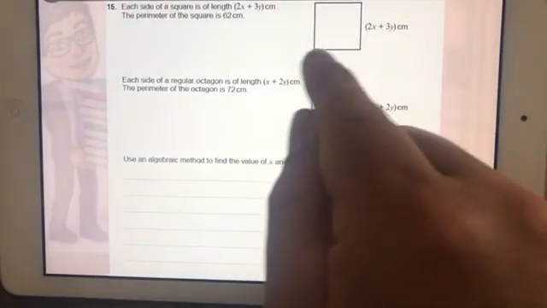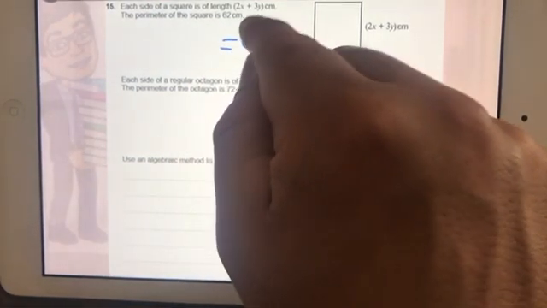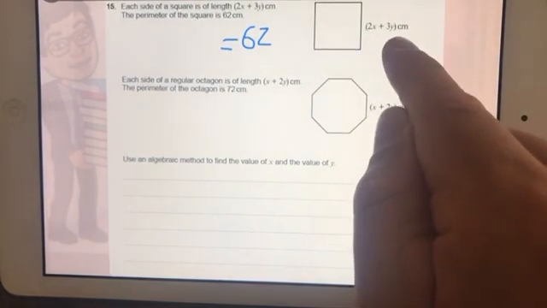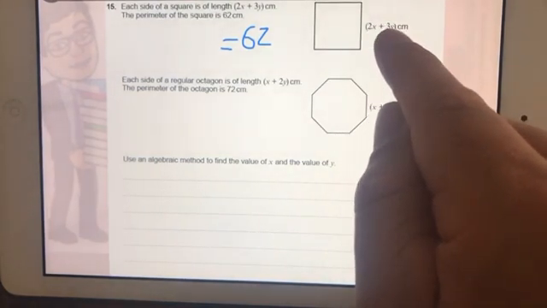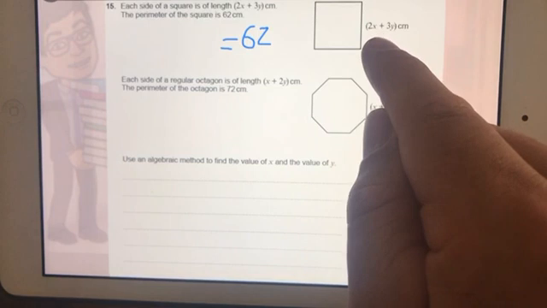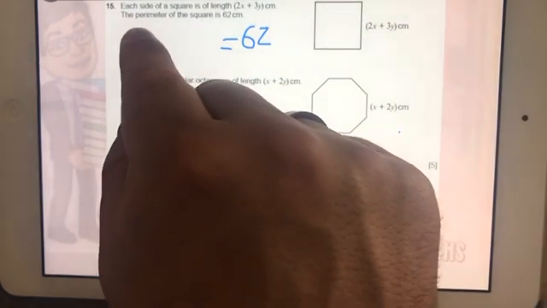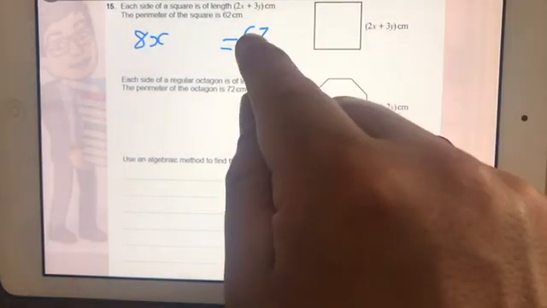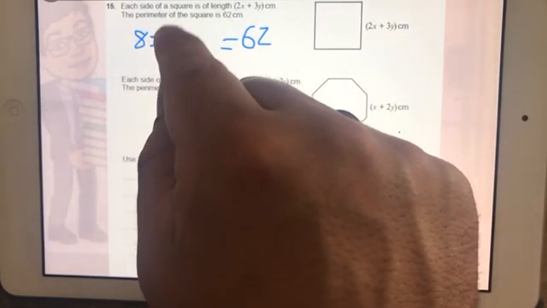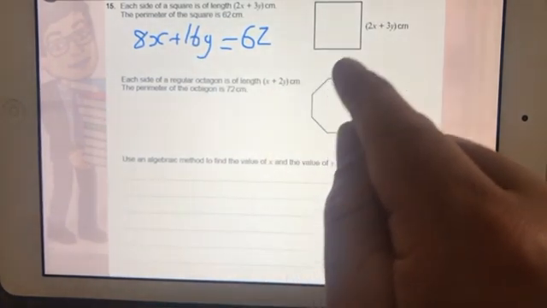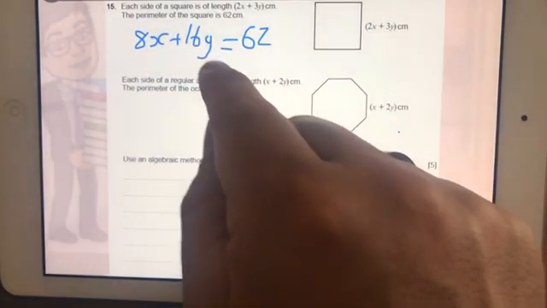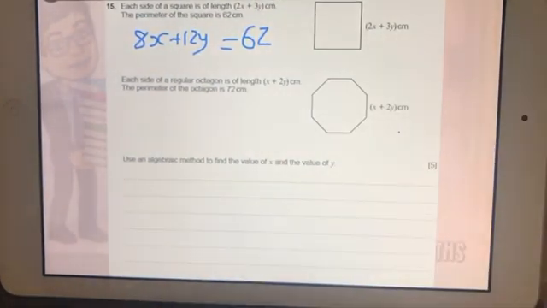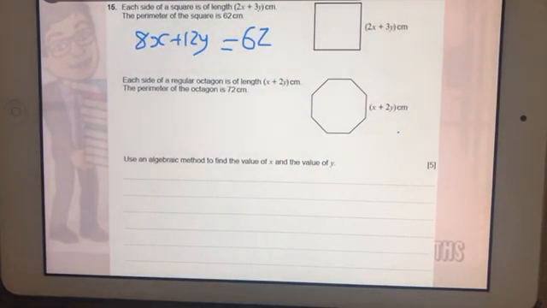Okay, so the perimeter of the square is 62, so that's going to be equal to 62. Then it says that each side of this square is 2x plus 3y. That'll mean there's a 2x plus 3y there, and there. That means altogether there's 8 x's, and there is 12 y's, sorry, 12 y's, because 3 plus 3 plus 3 plus 3. So 8 x's plus 12 y's is 62.